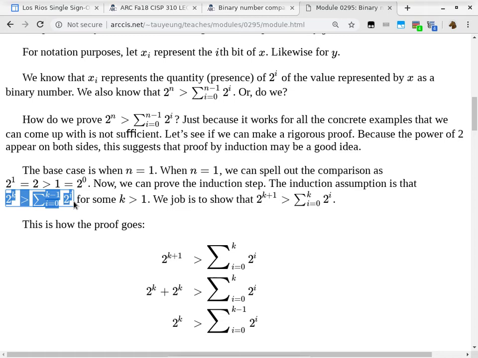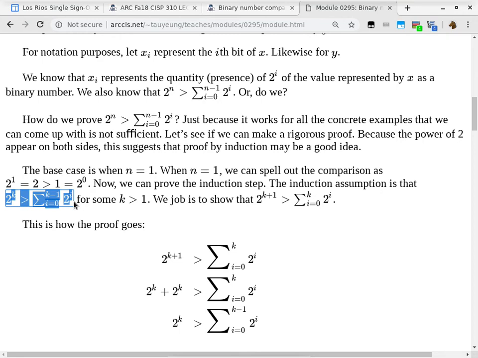So the magical part is, from that, can I show that 2 to the power of k plus 1 is greater than the sigma of i going from 0 to k, where each individual term is 2 to the power of i? In other words, assuming the theorem is true when n equals k, can I use that assumption to prove that when n equals k plus 1, the theorem holds true as well? That's the key of proof by induction. It's just that one small step. Can we take that one small step?